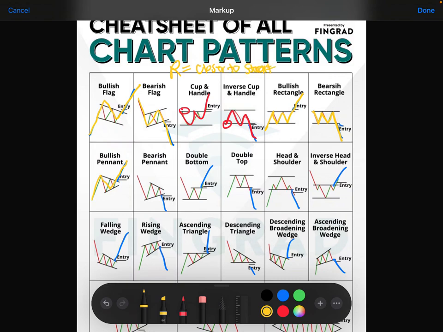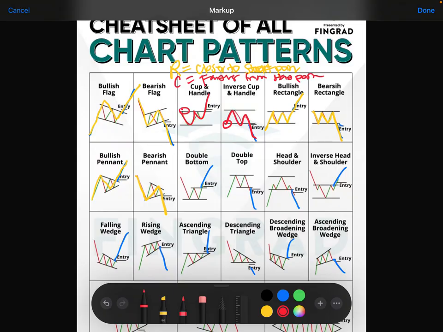So basically, your reversals are going to be closer to the starting point. Let's just call this the start point. And your continuations are going to be farther from the start point. Okay? So is the bearish pennant farther or closer to the starting point? It's farther. So it's going to be a continuation.